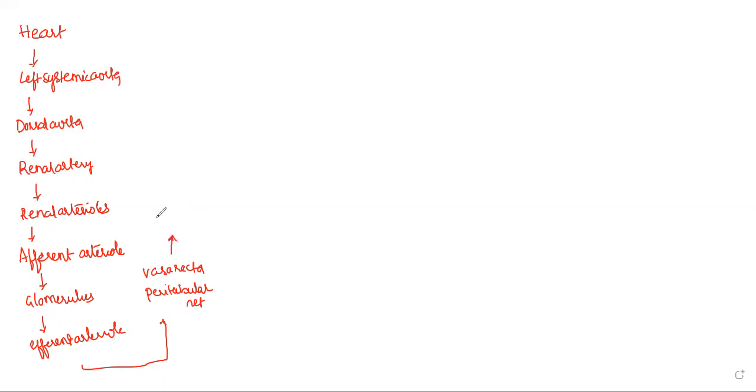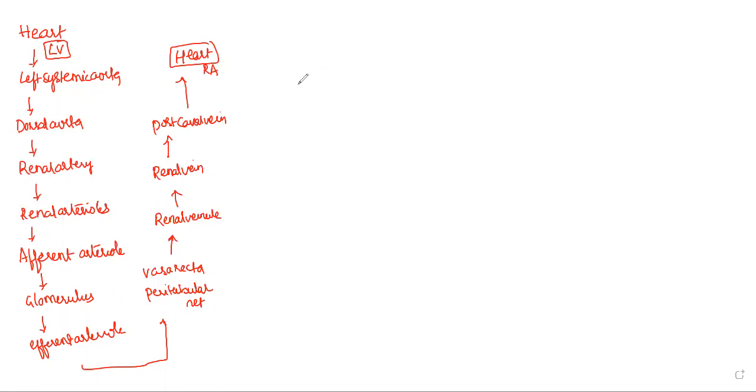Then after that, all of them open into renal venule. The renal venule opens into renal vein, and renal vein opens into post-caval vein. Post-caval vein opens into heart. So this is the journey from heart to heart. Actually, we need to say here left ventricle of the heart to right atrium of the heart. So this is the sequence which we completed in the earlier class.